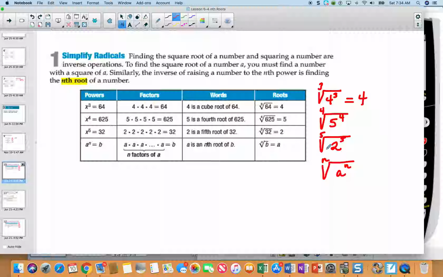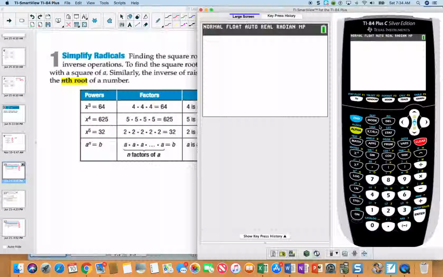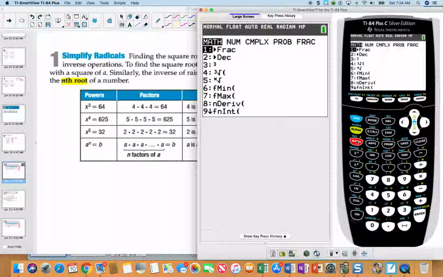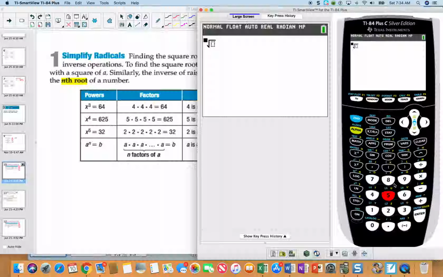Let's go to our calculator and see what our calculator says about the third root of 64. So the way you access a root is you go to math, and then you pick this root, number 5. Now I'm picking the third root, so I'm going to put a 3 there, and then I'm going to put the 64 like I originally had. And when you enter, you get a 4. I'm going to do it again.